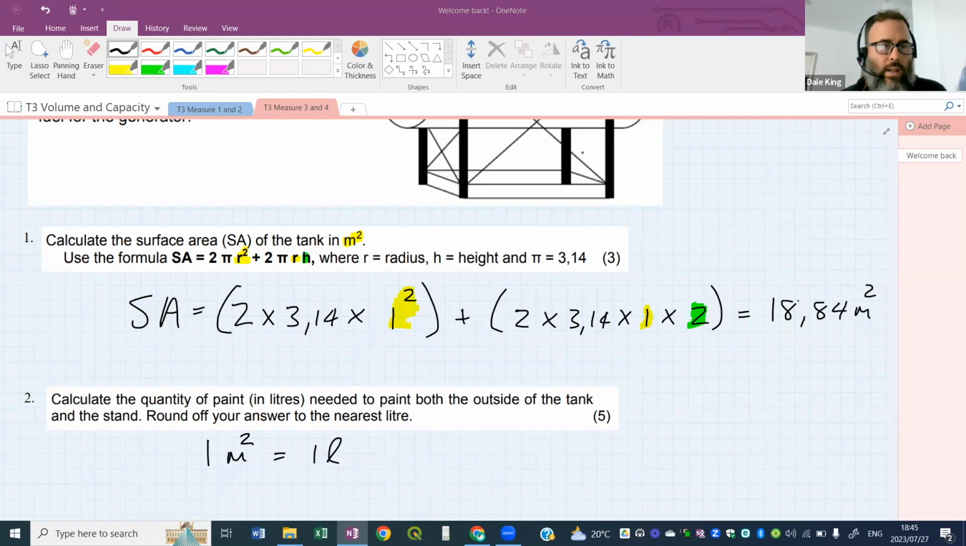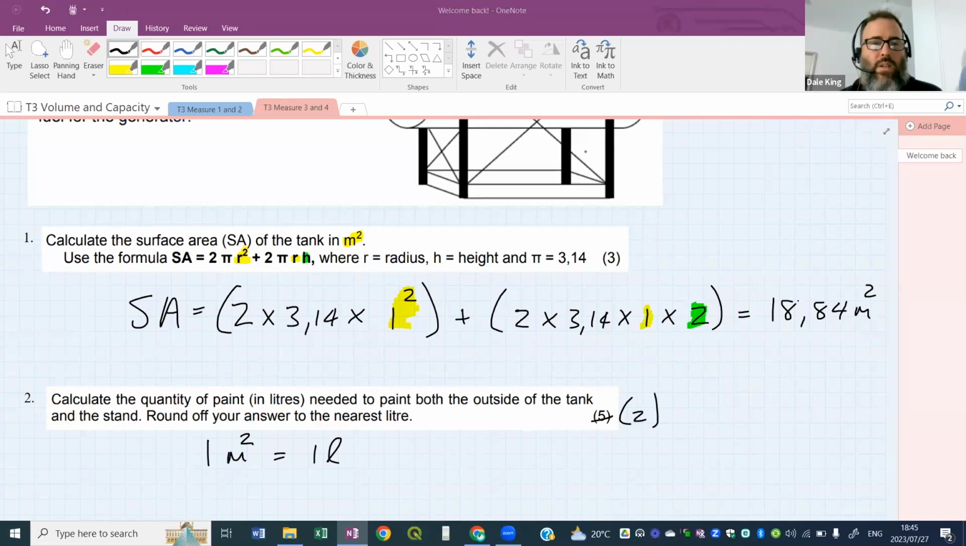Okay, so we need to work out the quantity of paint in liters needed to paint both the outside of the tank and the stand. Round off your answer to the nearest liter. Oh, but guys, this is too easy. You don't have information about the stand. So we're going to change this to a nice easy 2-mark question. We're just going to do the tank.